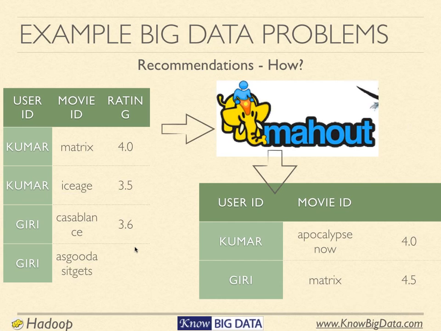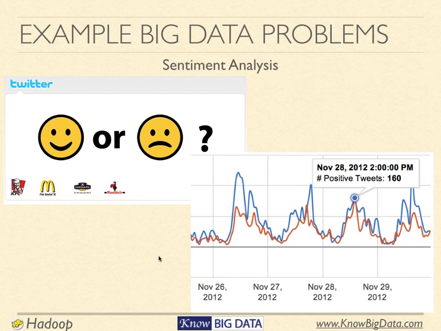But here, for simplicity's sake, you can clearly see what the data in and data out from the recommender is. So you can see that the more data you have, the more ratings you have, the better recommendation you will get. The bigger the input data set, the better results you will get.